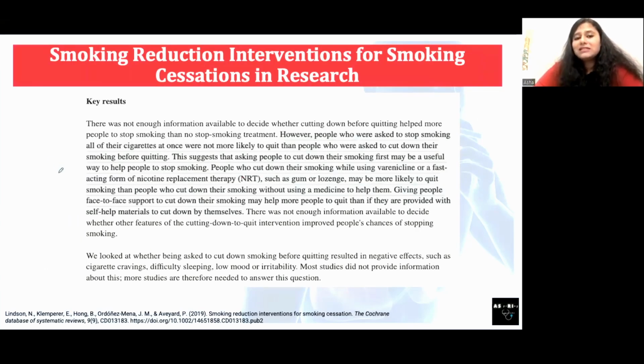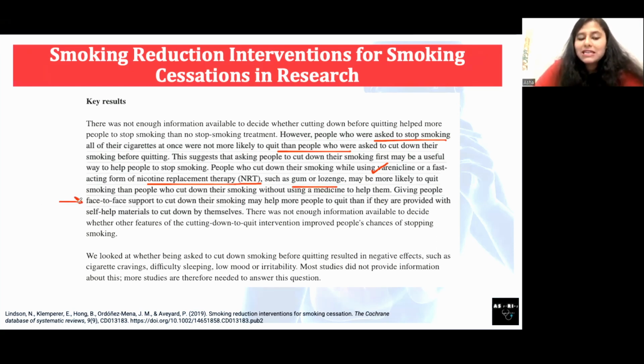So I want to bring some research on how awareness is being projected in statistical ways. One research talked about smoking reduction interventions and cessation. We asked these patients to stop smoking, and we found that it was very hard for these people to suddenly quit smoking and cut it down completely. So then we had to work out ways to cut down the smoking by using varenicline or nicotine replacement therapies, like gums and lozenges. And then we used medicines to help them.